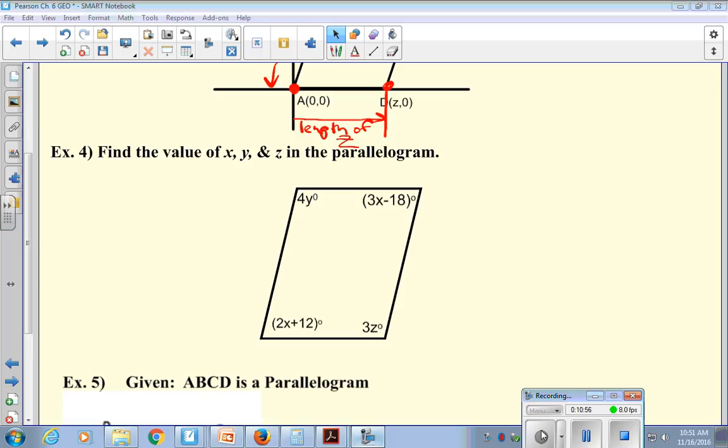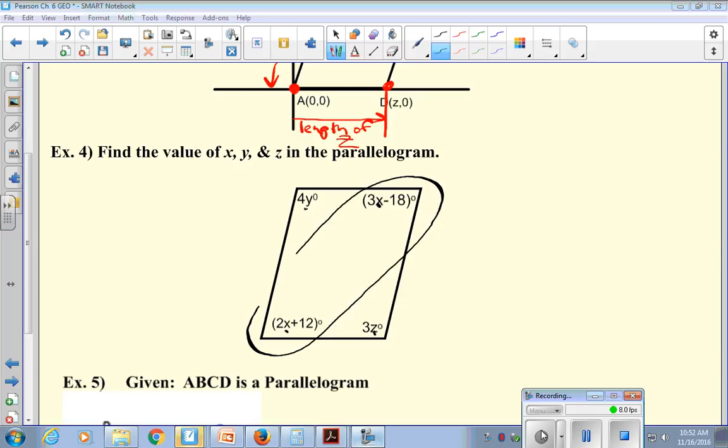So I want to look for letters that are the same. So I'm doing a little eval. I got 4Y here. I got an X here. I got a Z here. And I got an X here. X, Y, and Z. I'm going to want to focus on the X's first. So how are these two angles related? They're on the diagonal, so Jack? They are equal. So when they're on the diagonal together, they are equal. So go ahead and set them equal to each other.